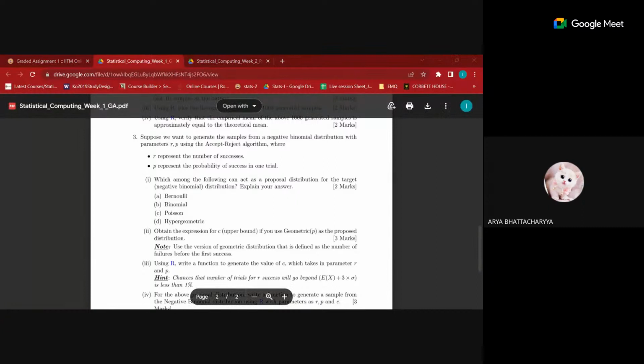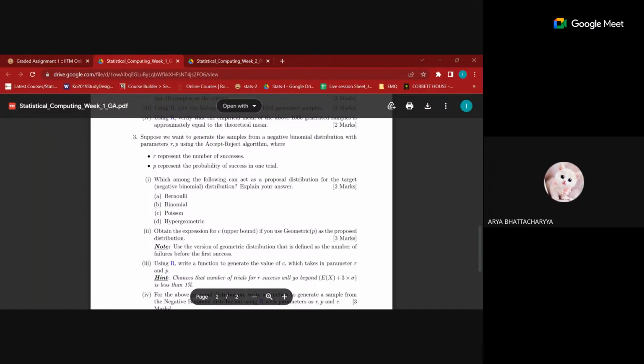Yes. So you write the ratio down, the PMF of the proposal by the PMF of the target, and see what value of the support will maximize that ratio. Okay. Got it. Sir, even in ma'am's example, she doesn't explicitly take the full ratio, right? She just expresses it in a form, and then she just uses a loop to generate the max, right?